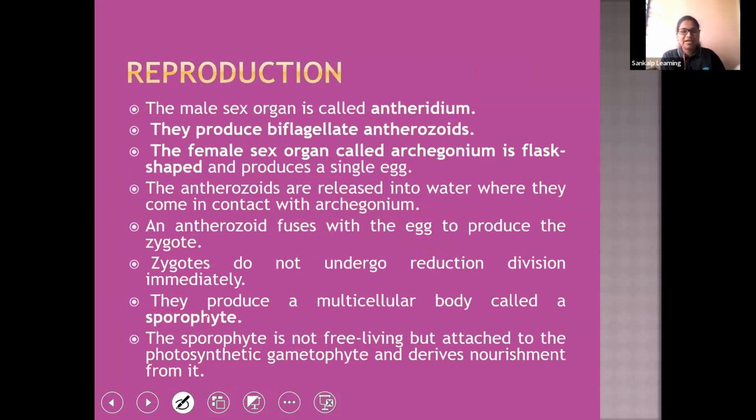In reproduction, the male sex organ is called antheridium. The male gametes are called antherozoids. The female sex organ is called archegonium. It will have a single, one and only egg. Antherozoids, or sperms, the male gametes, will be released in water. After being released in water, they will be chemically attracted by the archegonium, through the secretion of certain chemicals which attract the male sex cells towards the archegonium. What is archegonium? The female reproductive part.